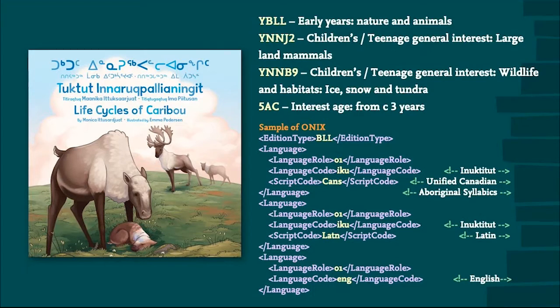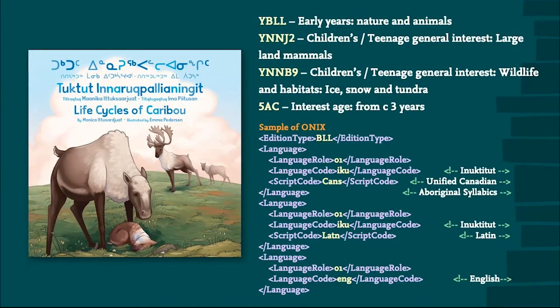So I haven't included a Thema qualifier because from what I can tell, this is not about the language. It's a board book for young children, just as if you'd published a board book in English about the caribou, or in French about the caribou, you wouldn't necessarily say that that is about the language that the child has learned. However, in your ONIX, this book is presented, it's a bilingual book.